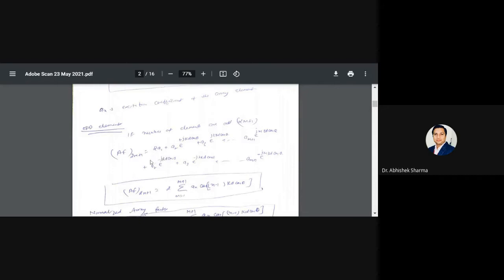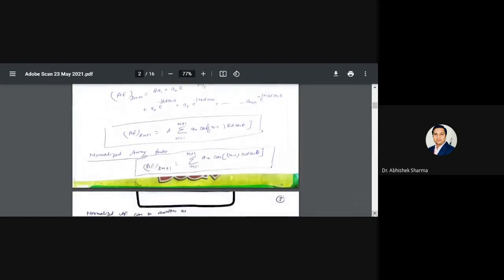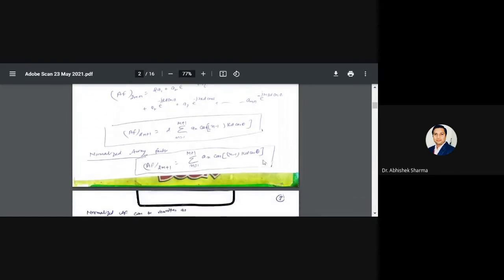Below the origin there will be e raised to power minus j. So in generalized form we can write it as twice of an cos (n minus 1) kd cos theta, where n is equal to 1 to M plus 1. And in normalized form we can write it like this.